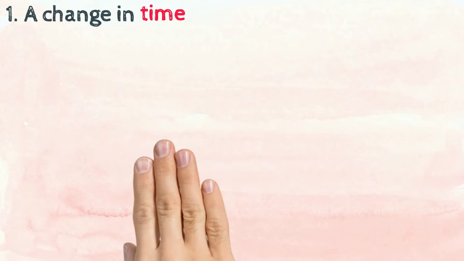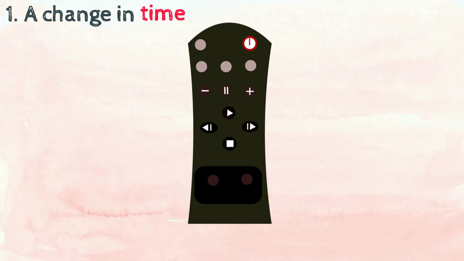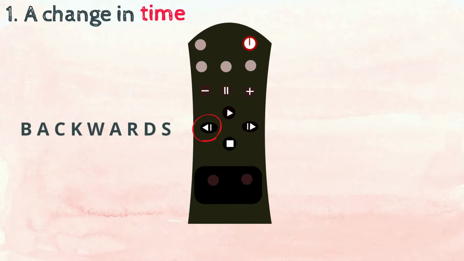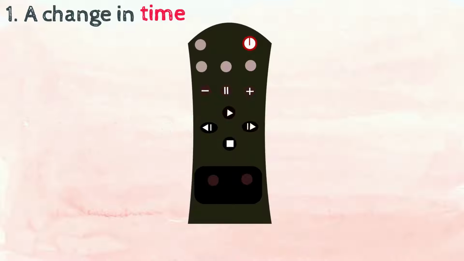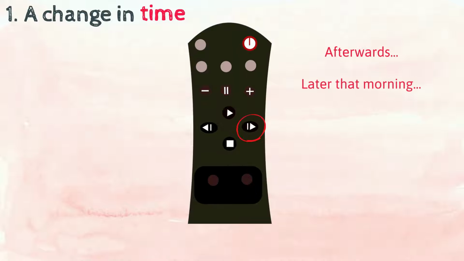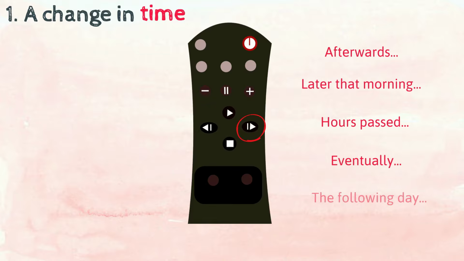A change in time. Imagine you are using a remote control on your story. Whenever you fast forward or go backwards, begin a new paragraph. Heading backwards in time in your story is called using a flashback. Some common words and phrases that are used to move your story forwards are afterwards, later that morning, hours passed, eventually, the following day.